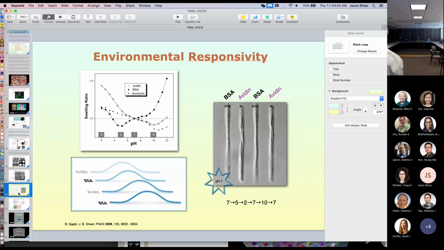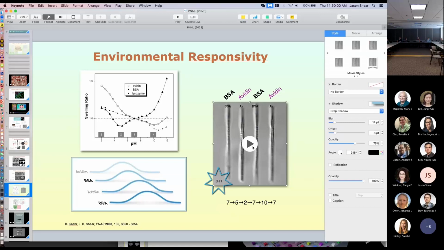And so in this case, we made these little arcs alternating between BSA and avidin. And the movie, if it plays, is just showing you that by choosing the appropriate pH, we can selectively alter the size of these arcs. They're attached on the ends, not connected in the middle. And you can see by going to these different pHs, we're able to selectively cause expansion and contraction. I'll play that one more time.